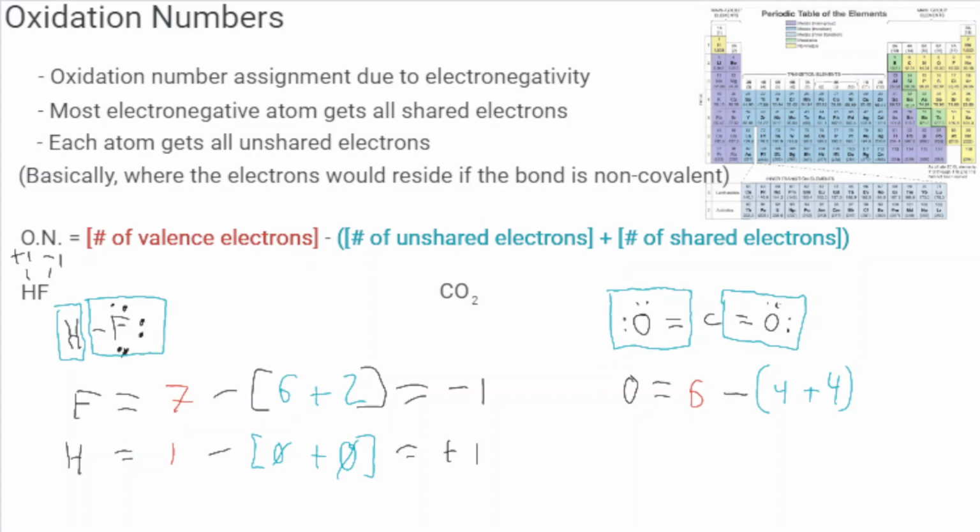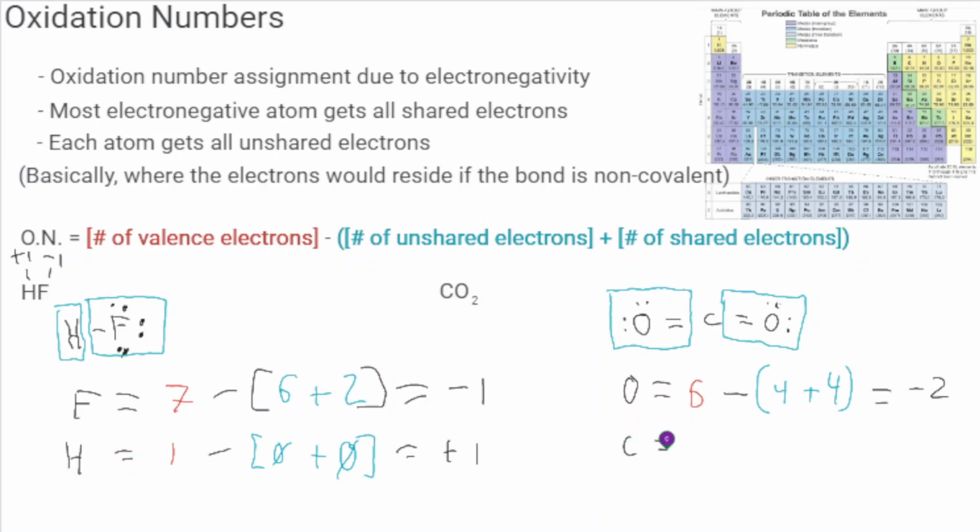Then we can do our math. We do 6 minus 4 plus 4, or 6 minus 8. And that's going to leave us with a -2. Now we can do the exact same thing for this other oxygen, and we'll get the exact same number. I'll tell you guys how to deal with that in a little bit, but just realize that the math is the exact same. Then we can do it for carbon.